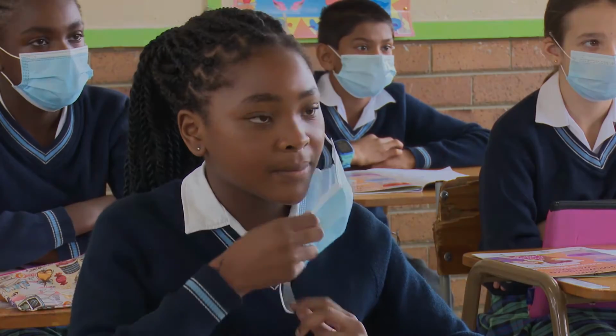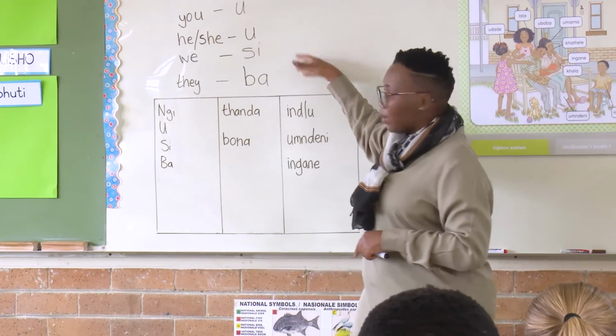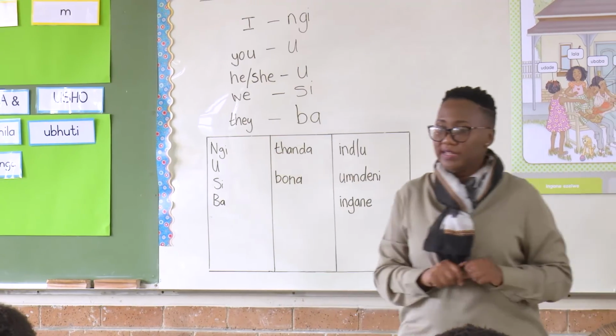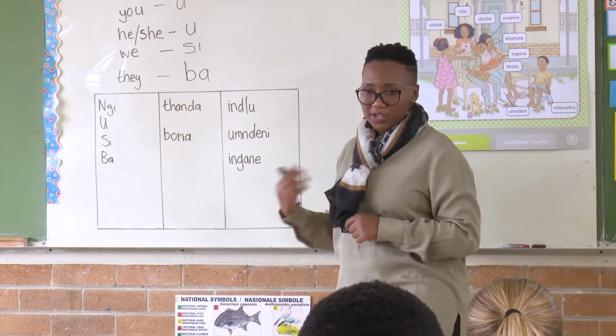Uphendule kahle. Excellent. You're going to open your books and you're going to write down these notes, okay, as they are on the board. And then you are going to write your sentence, draw the picture, okay, and then you're going to write your second sentence and draw the picture.